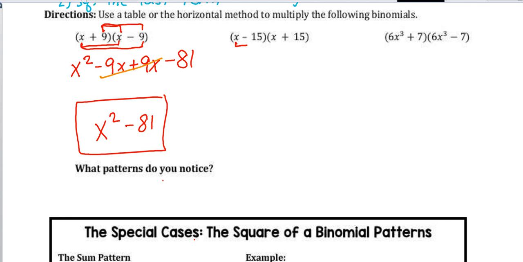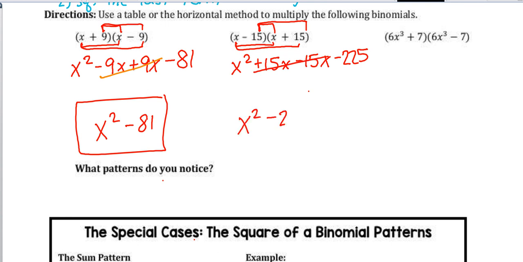Let's see what happens on the next one. x squared plus 15x minus 15x minus 225. Again, my center terms cancel out. I'm left with x squared minus 225.